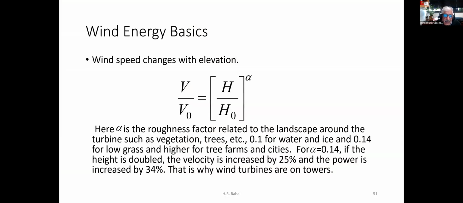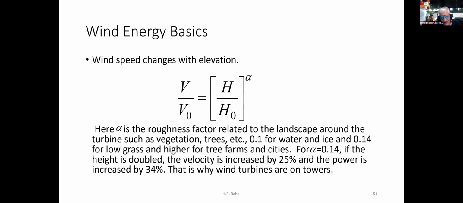The wind speed also changes with elevation. This is the equation for that with respect to wind at sea level. When you go to higher elevations, the wind energy potential is there. At the 80-meter height, we actually have a lot of energy potential. Alpha here is a roughness constant. If you are close to water and ice, it's 0.1. For a low grass area, it is 0.14. So there's a constant that you can assign based on the surrounding area.